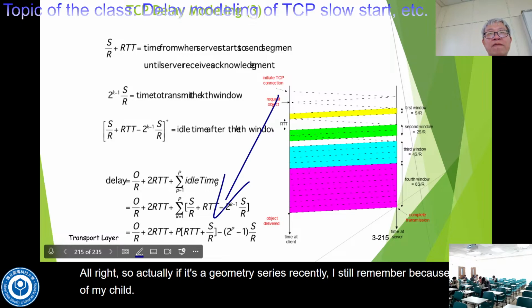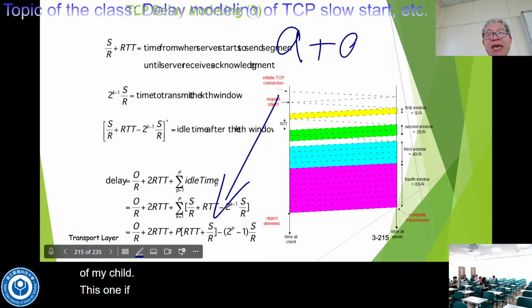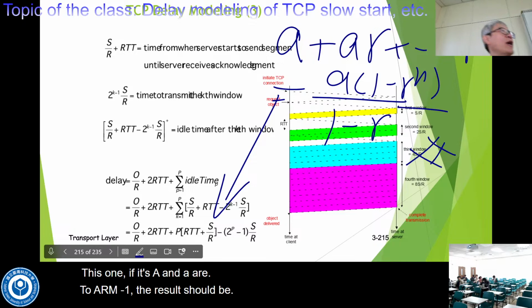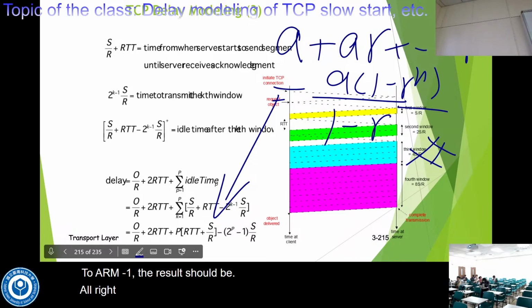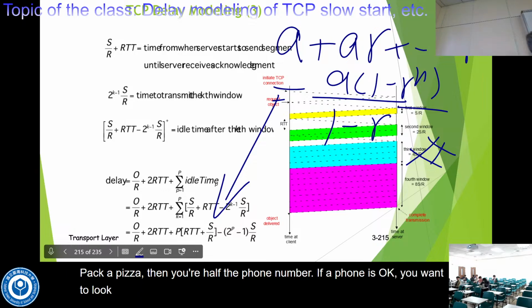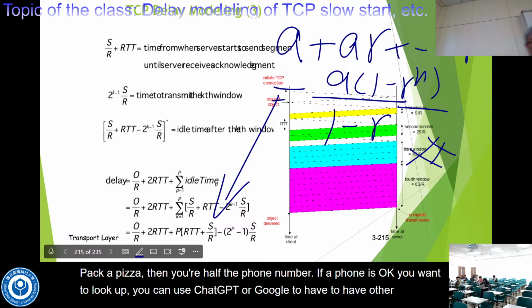This one, if it's A, AR, up to AR to the m minus 1, the result should be, alright, if you forget this, take a picture, then you have the formula. If you want to look up other results, you can use ChatGPT or Google. So it's true, we have this.